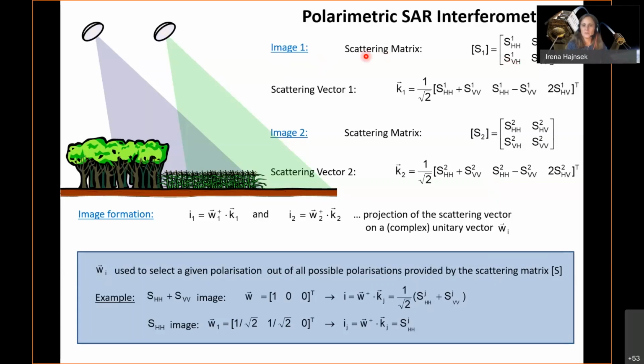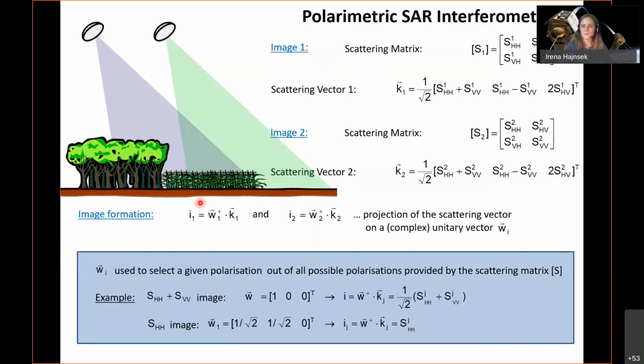And what we can do with the scattering matrix can always be written down as a scattering vector. This is something that you have also learned already. In this case, you see the scattering vector in terms of the Pauli scattering vector, and the same is true for the second image that we acquire. Here we also have a scattering matrix which can be written down as a scattering vector. So the image formation, as you see here now, is closely the same as we have for interferometric SAR.